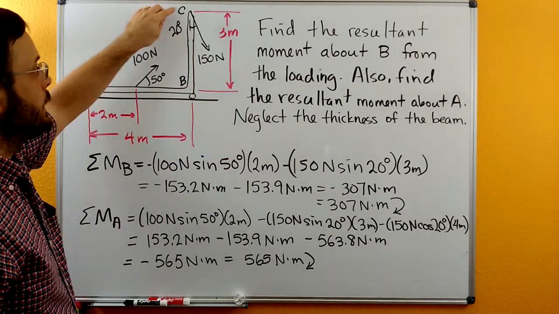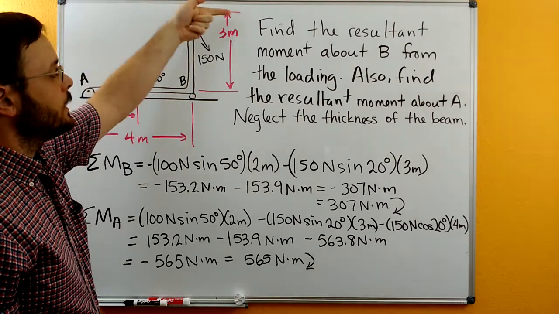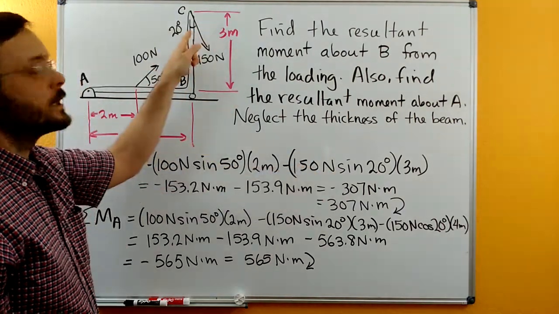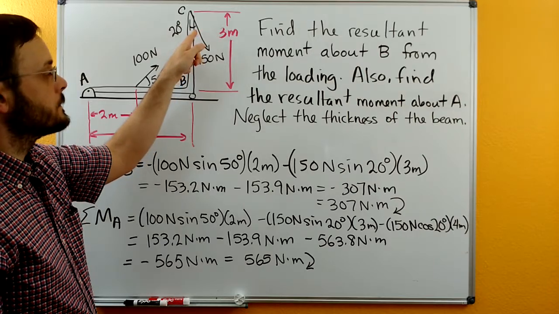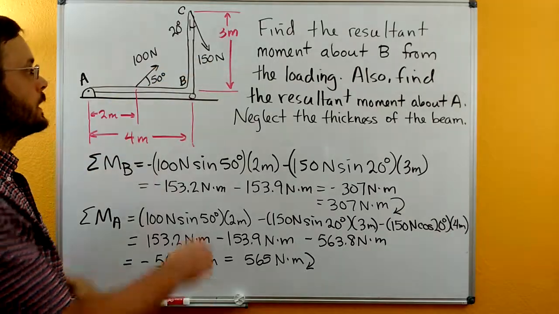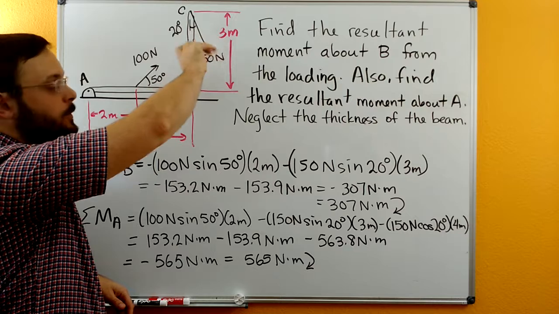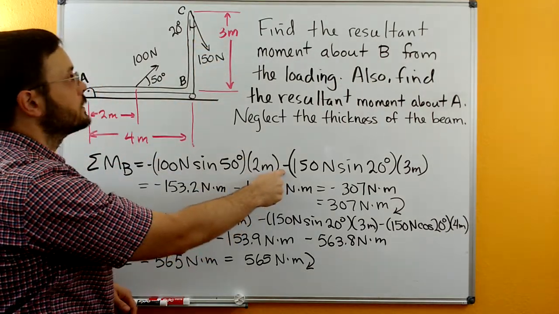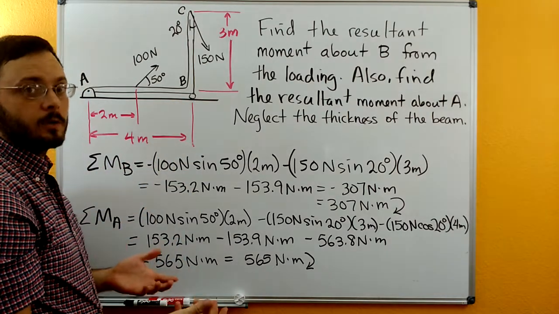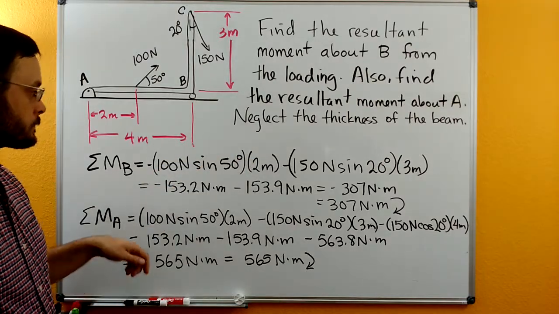Looking at the 150 Newton force at point C, we have the x component, which is 150 newtons sine of 20 degrees. We're using sine because the angle is to the y-axis. This x component has a y distance of 3 meters. About point B, that x component gives us a negative moment, so we've got the negative sign here. The y component at C goes right through point B, so it can't create a moment, and we don't have anything in this equation for that.